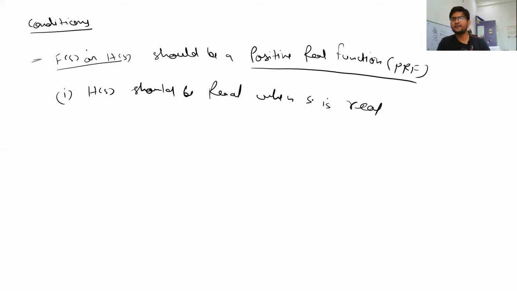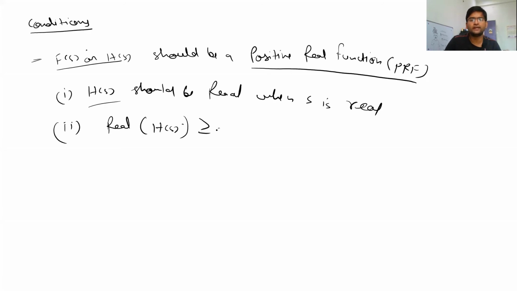So when your s is real, this network function H(s) should also be real. The second condition is the real part of H(s) should be greater than or equal to 0 when the real part of s is greater than or equal to 0. So for any given function H(s), its real part should be positive or 0 when the real part of s, which is sigma, is positive or 0.